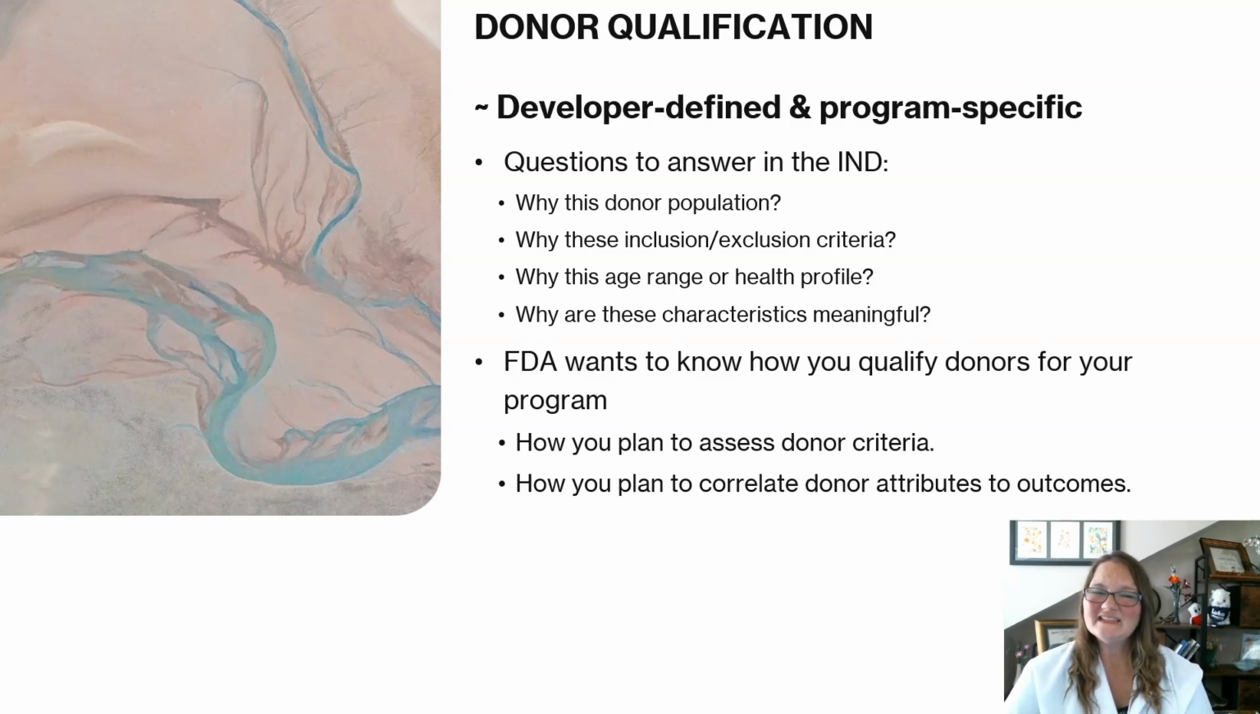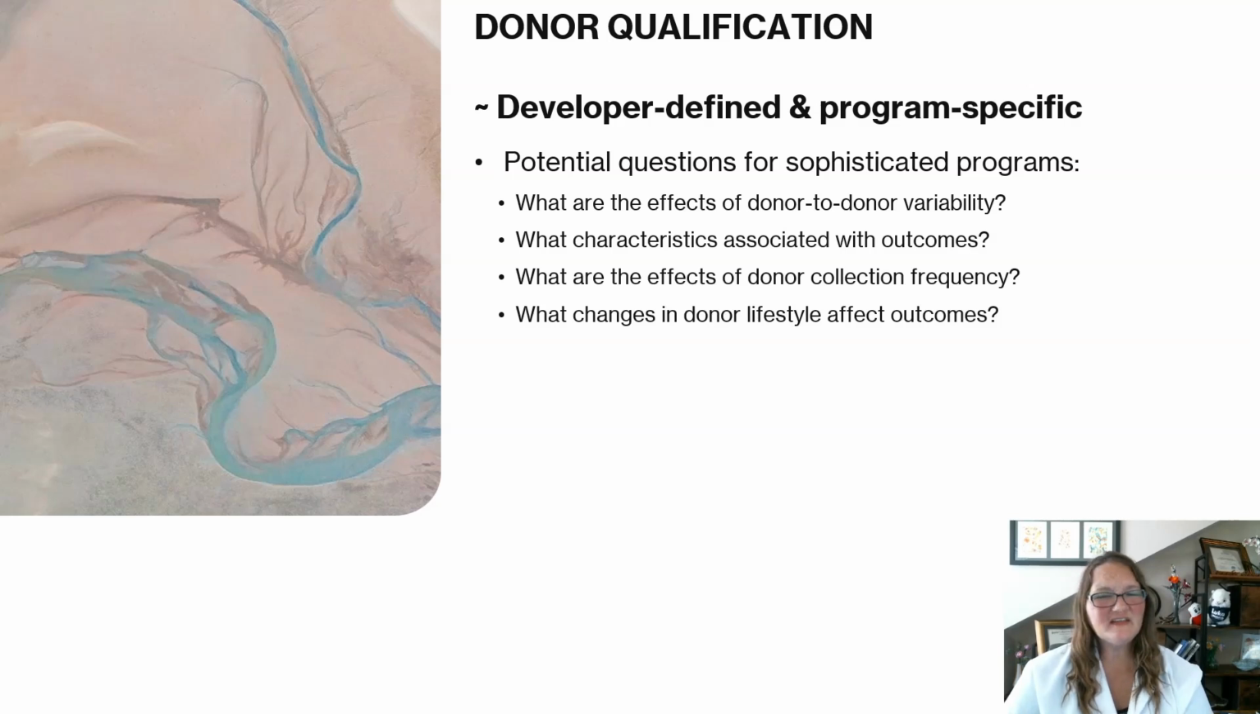And as therapies become more differentiated, the FDA may ask developers to address more sophisticated aspects of therapy manufacturing and efficacy by addressing in-depth questions about donor populations. For example, does donor-to-donor variability affect expansion or product quality? What donor characteristics are associated with better or worse manufacturing outcomes, therapeutic outcomes? Does donor collection frequency affect outcomes? And what changes in donor lifestyle or health history affect outcomes?